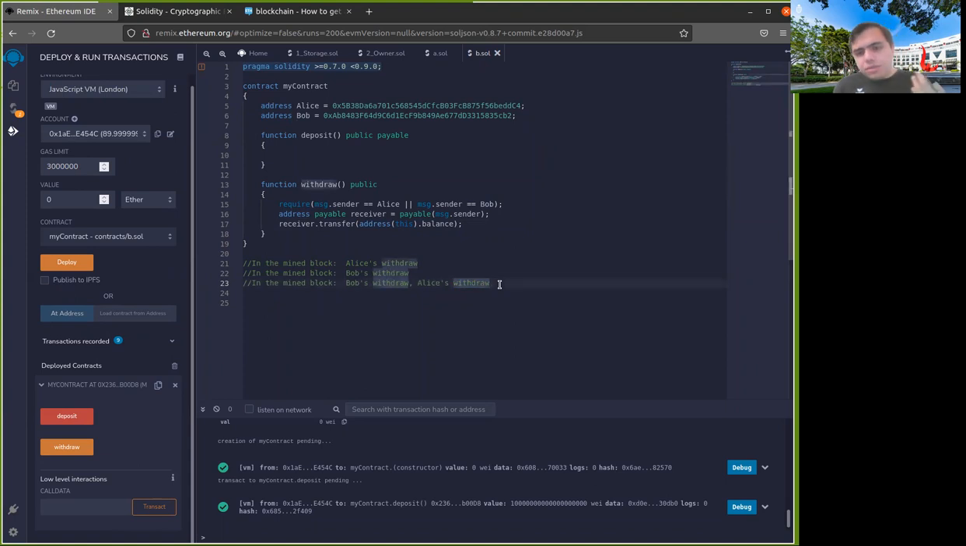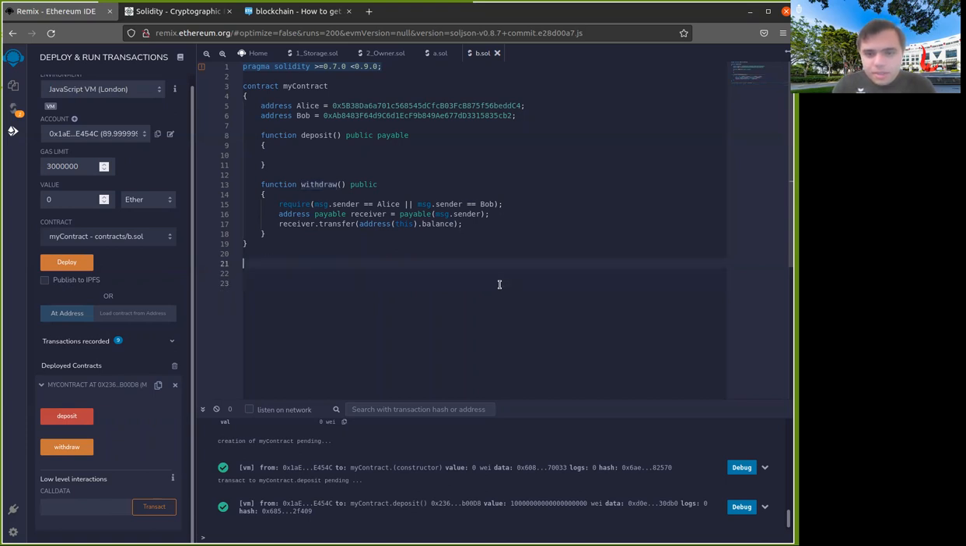And of course, we can do the opposite. As a miner, we can put Alice's withdrawal first, and then Alice gets all the money and Bob gets nothing. So this is an example for you to see how miners really have a lot of power here. And whenever you write a smart contract, you have to think about what the miners can do. And you have to make sure that you write your contract in a way that miners can have as little influence as possible on what happens and who gets the money. Okay.